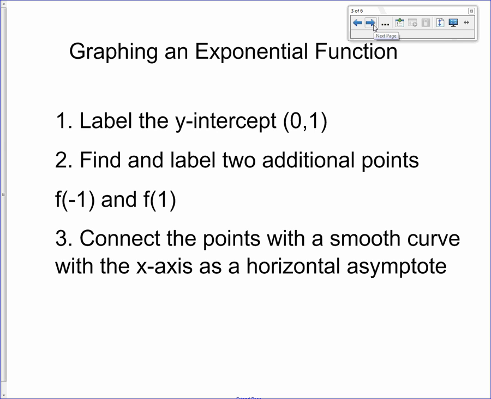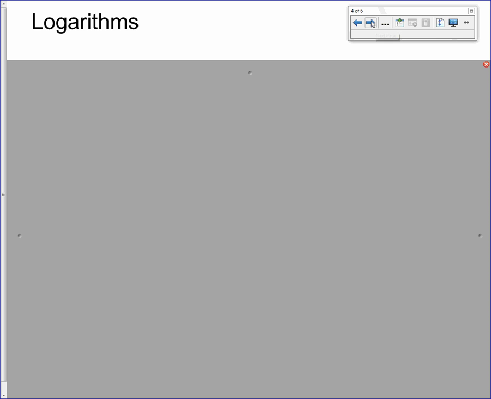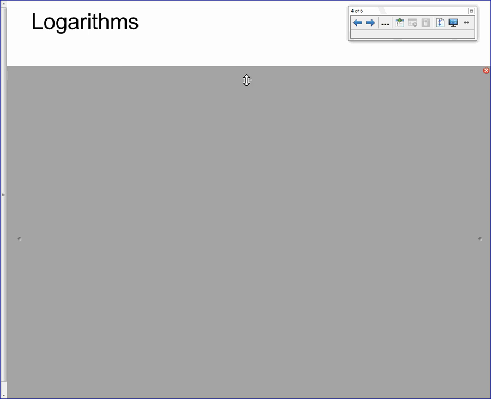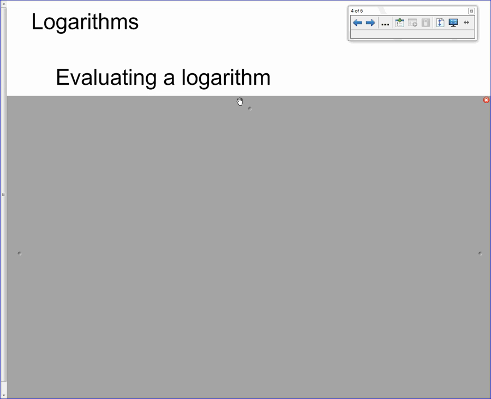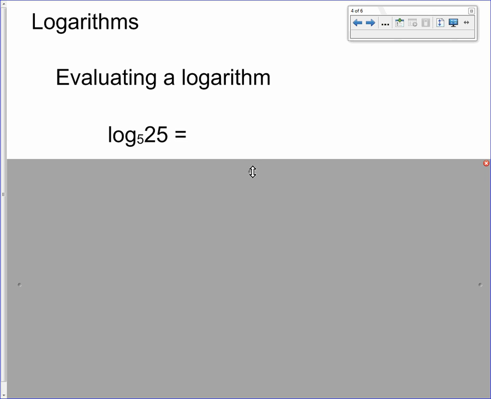So this is it for exponential functions. Let's move on to talking about logarithms. First of all, we're going to talk about how to evaluate a logarithm. The logarithm we're going to talk about is log base 5 of 25. I do want you to note how that is read. This is read as log base 5 of 25. So you say base before the little number, and you say of before the big number.